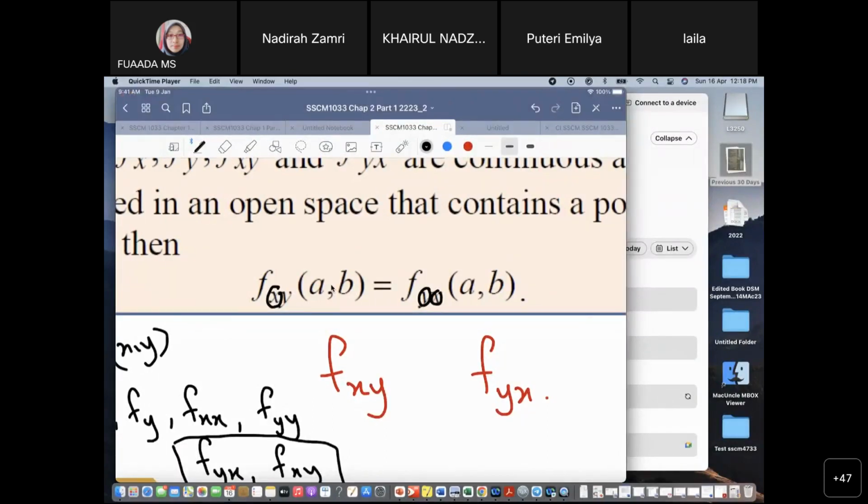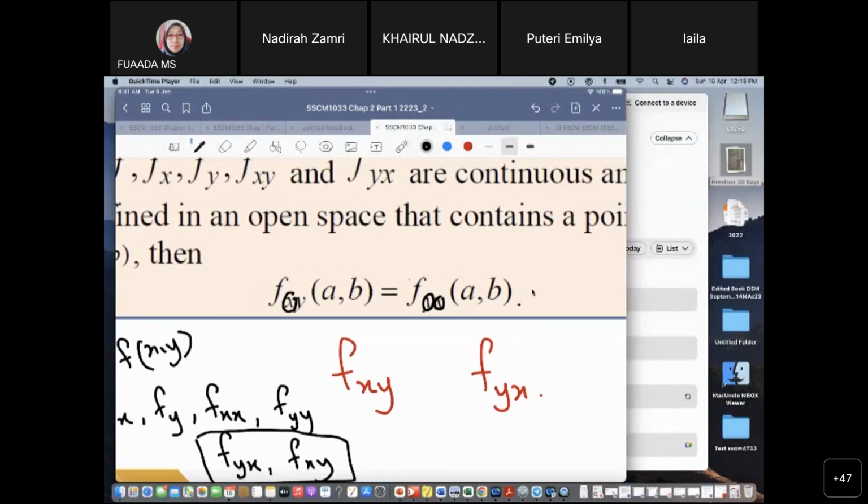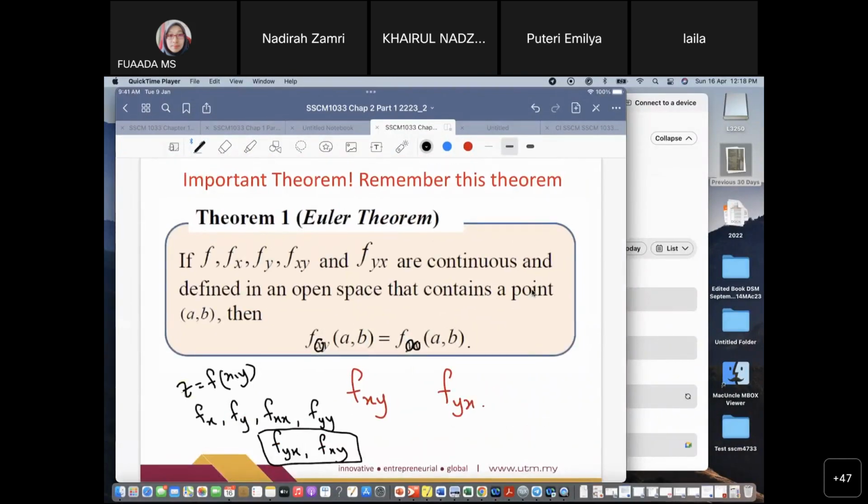When you want to evaluate the value at the same point x, y, you will have the same value. For any kind of two variable function, fxy and fyx have the same value or the same form. Only for second order. For third order, fourth order, it does not apply. This is for second order only. So they are always the same, and you have to remember this.